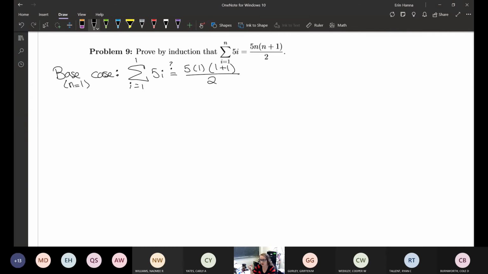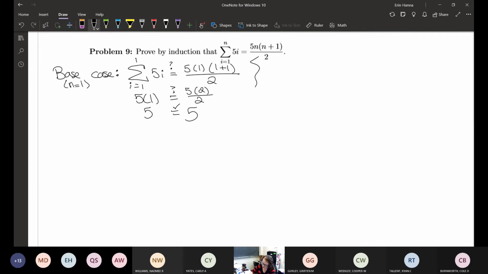So that left side is essentially saying the sum from 1 to 1, so we just have one term, of 5i. So essentially we're letting i be 1. So we're going to get 5 on that side. And then we're going to have 5 times 2 over 2. So the 2's are going to cancel out. We're going to get 5 equals 5. So our base case is set.